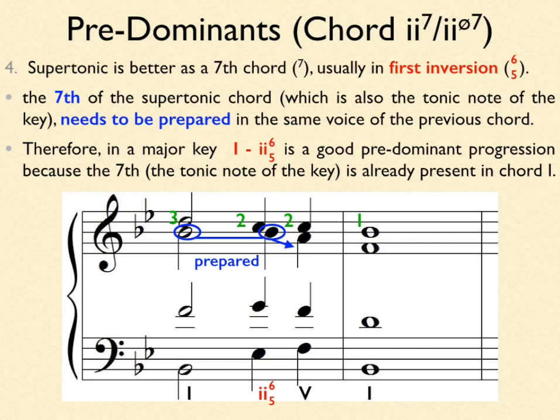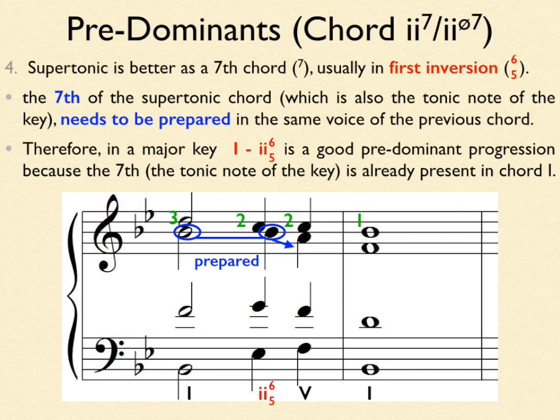Okay, so your supertonic chord, your 2-7 chord, if you form your triad first in the key of B flat major, it's C, E flat, G. Add your 7th on top of that, C, E flat, G, B flat, and then you can see that that B flat is actually your tonic note. It's the key note. You're in the key of B flat major. So your 7th of chord 2-7 is the tonic note of the key. And it needs to be prepared in the same voice in the previous chord.